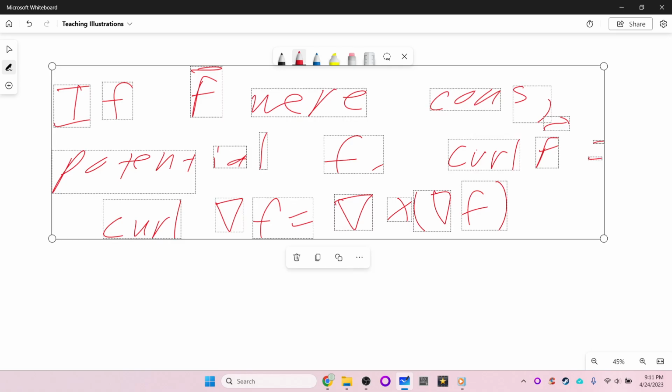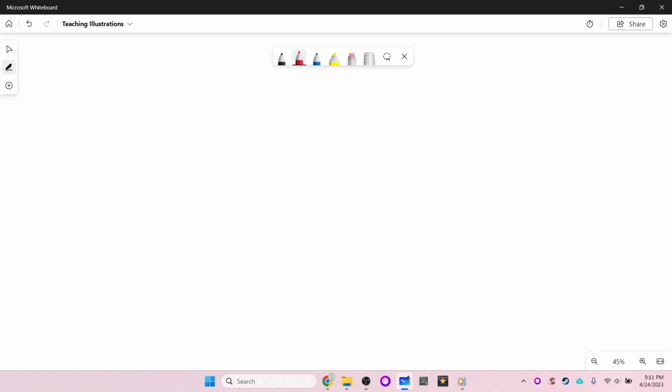Though, as we saw in the previous day, it will cause problems if there's a hole in the domain. So if we had a sphere with a hole in the center, that would mess everything up.